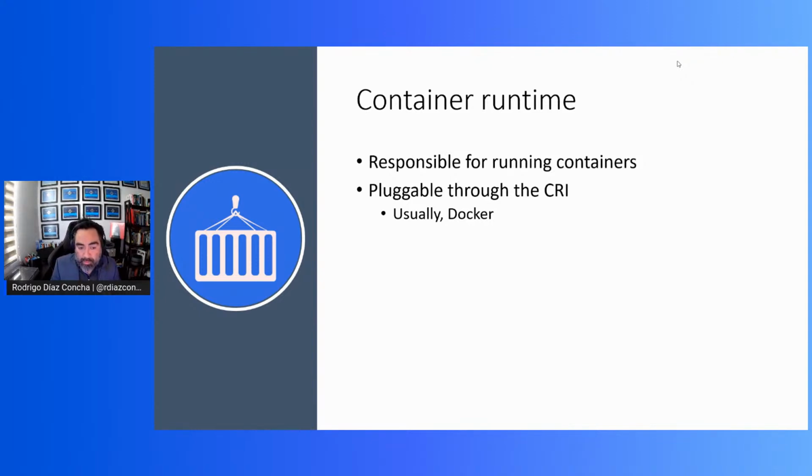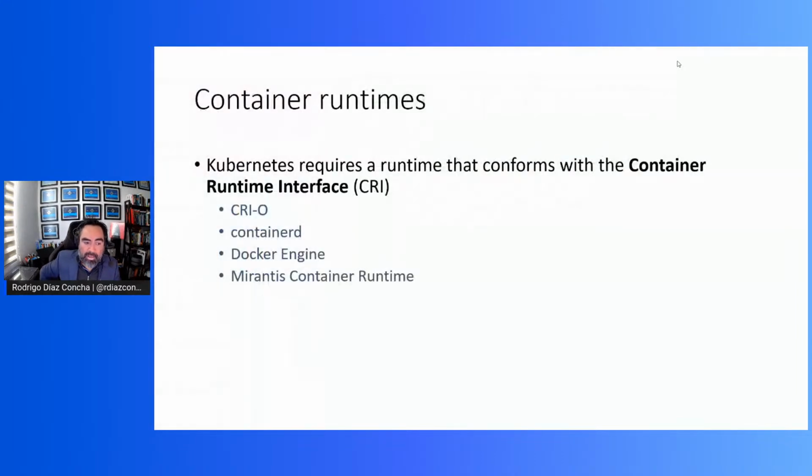Okay. It's interesting because it's pluggable, as I mentioned before, through the CRI, through that abstract interface. So Kubernetes is going to use the interface, and the container runtime implements that interface. So Kubernetes doesn't have to communicate to that particular and concrete implementation of the container runtime interface. Okay. So CRI-O, Containerd, the Docker engine, those are examples of container runtimes that we could use with Kubernetes. Okay.